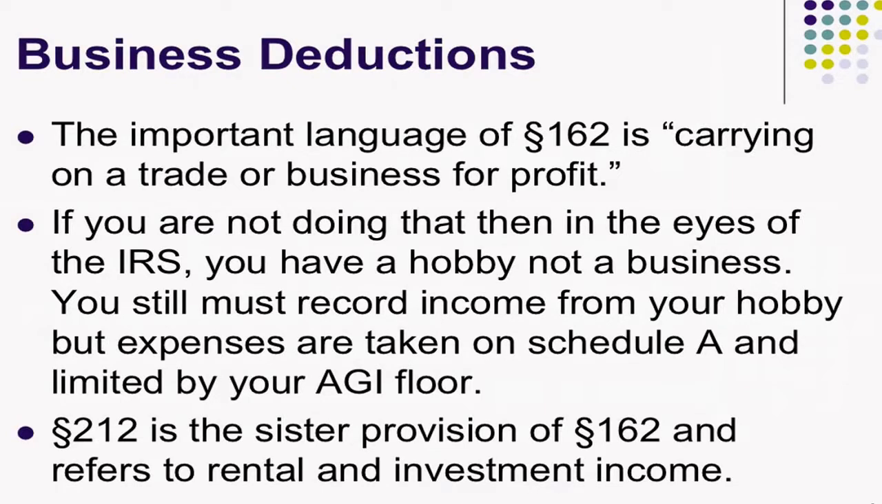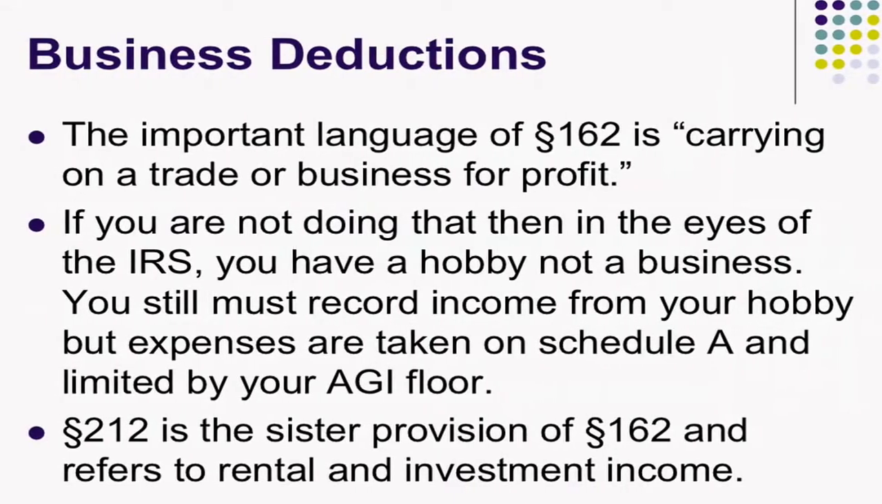The sister provision for 162 is Section 212, and I won't get into Section 212 in this screencast, but 212 is basically designed to be a sister to 162 for rental and investment income issues. So if you have rental property or you have investment income where you generate income from that, 212 will be what you're looking to figure out what you can deduct.